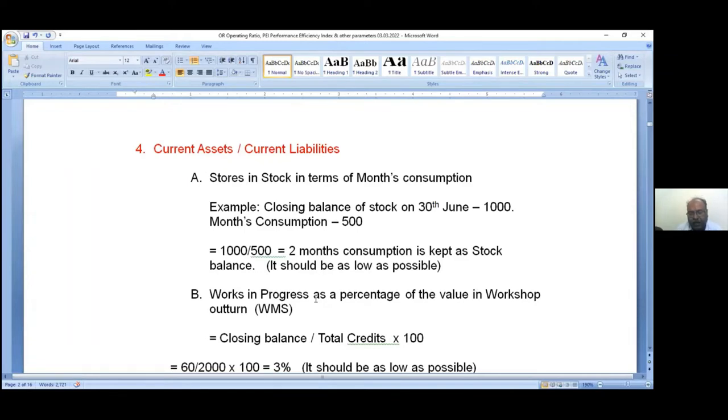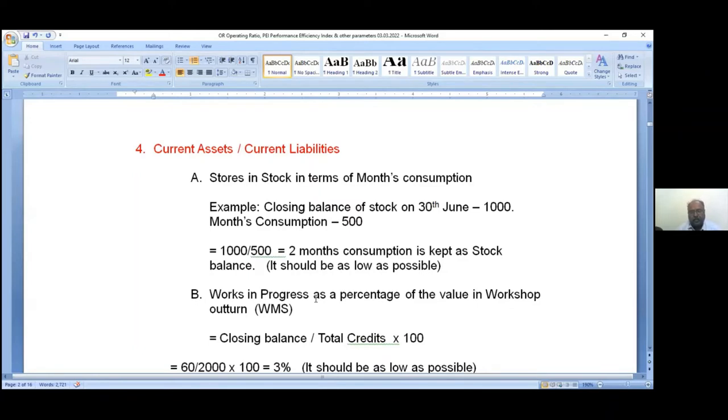So it should be as low as possible, but should not be less than 1 month's consumption, because it affects the operations under manufacturing and other operations of the railway. So it should be ideal. It should not be more, and it should not be less.